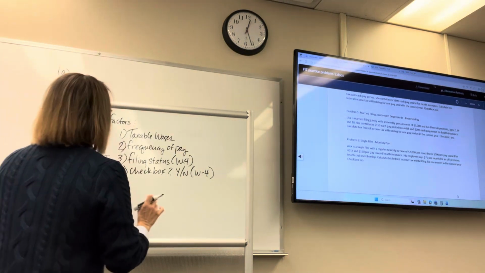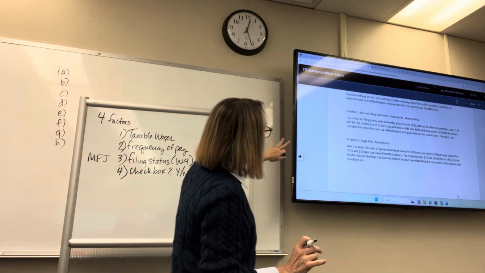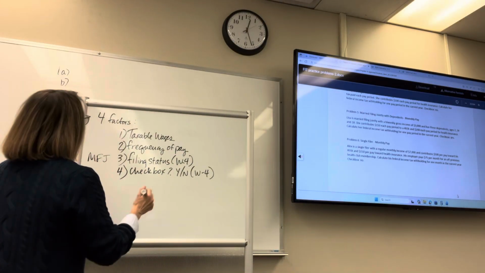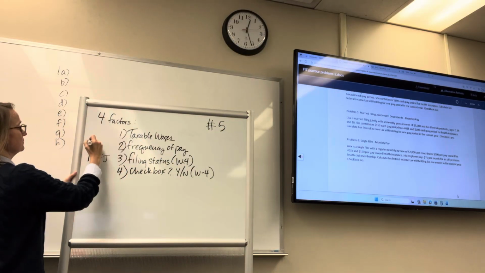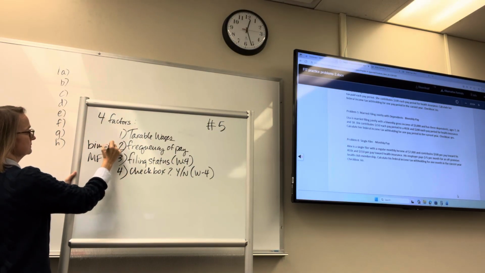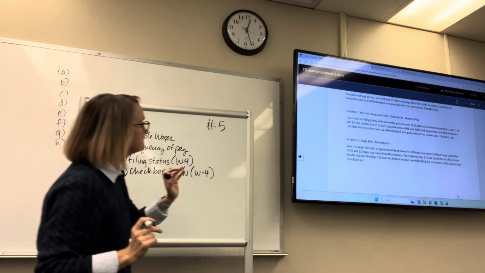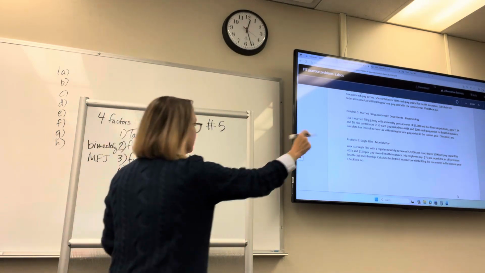Okay. So she is married, filing jointly. She's got some dependents. She is paid bi-weekly. So again, we're going to do a number 5 here. So bi-weekly. Checkbox is checked.